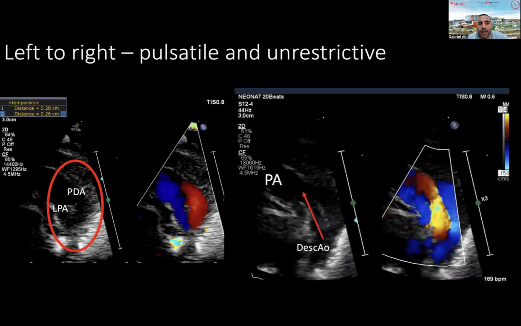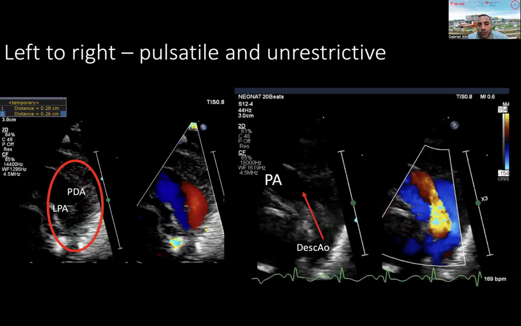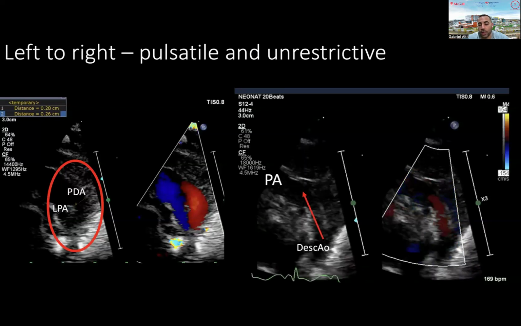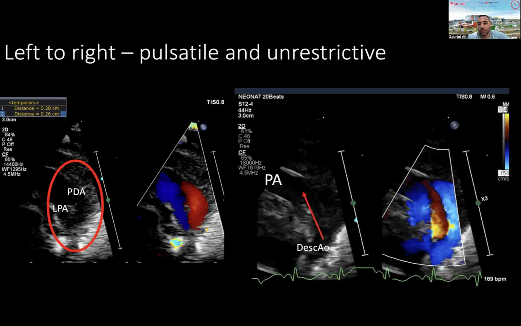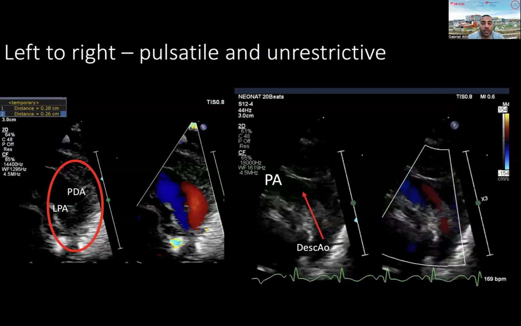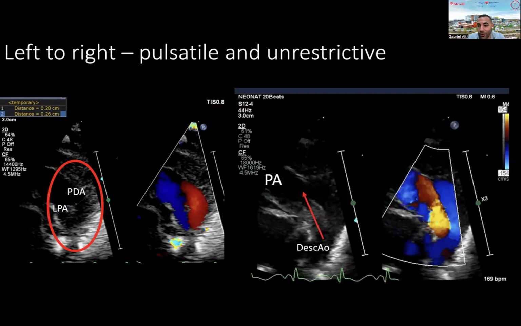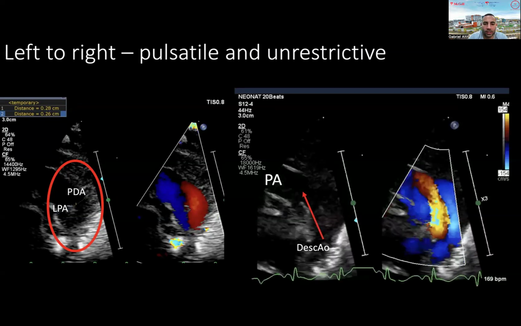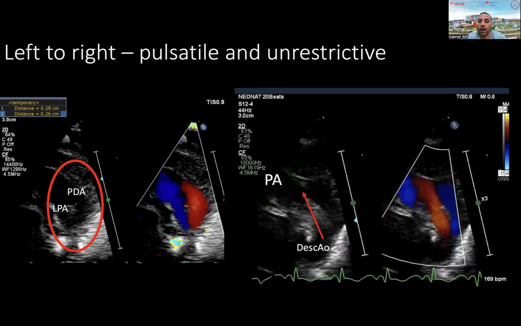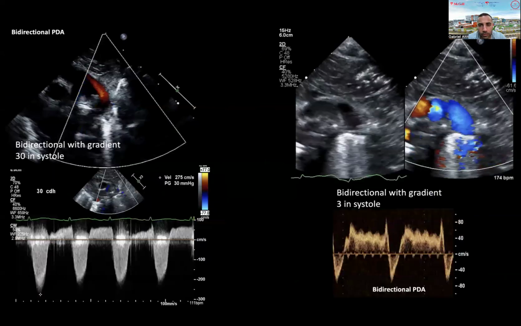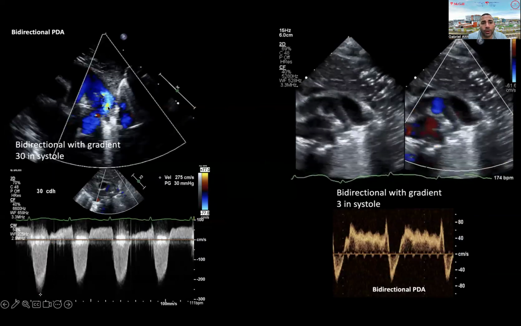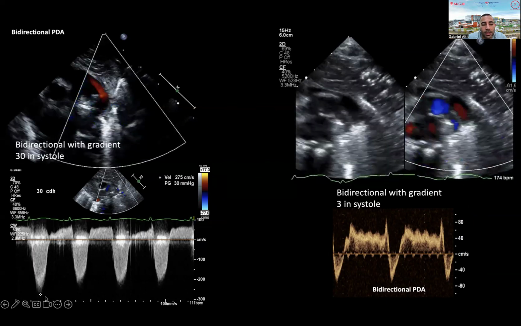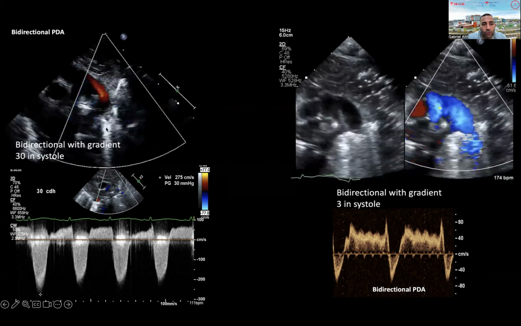Now, when the PDA is large, obviously it will transmit pressure and flow. So the two connected structures will equalize in terms of pressure. Doesn't mean they'll have the equal amount of resistance or equal amount of flow between them, because these will obviously adjust depending on the PVR or the flow transmission. So this is an example of a bidirectional PDA, which is a bit restrictive, so has a tendency, as you can see, to restrict pressure transmission.